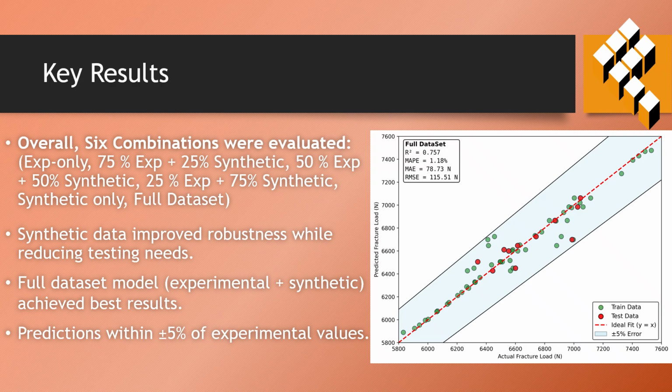So the XGBoost model trained on both experimental and synthetic datasets produced highly accurate fracture predictions. As you can see from the plot given, they are very close to the ideal line within the 5% error margin. The machine learning model on the full dataset combining both experimental and synthetic data achieved the highest performance. As you can see, it yielded a mean absolute percentage error of only 1.18% and an R-squared of 0.757, significantly outperforming other models.